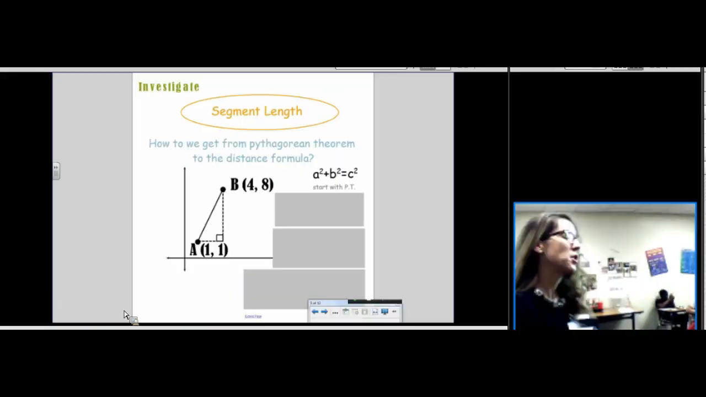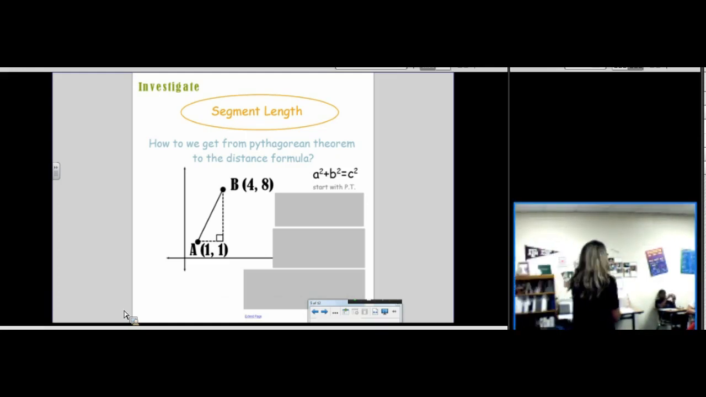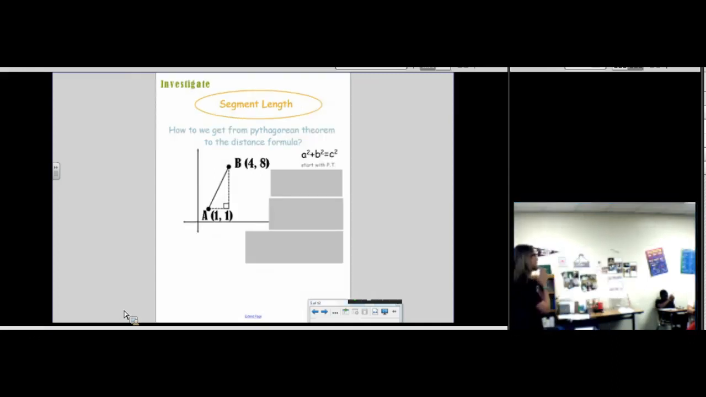I do need to remind you what we did yesterday because we were rushing at the end of class because we were running out of time. What I showed you at the end of yesterday was that there's a formula called the distance formula. The distance formula comes from Pythagorean Theorem. They're actually not two different things. They're the same thing in different forms.